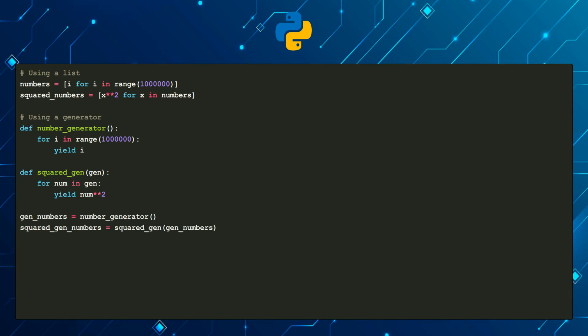With the list, we generate all the numbers and then process them, which takes more time. However, with the generator, each number is processed as soon as it is generated, making the process more efficient. Generators help in writing clean and readable code. They allow us to define an iterative algorithm simply, without boilerplate code to manage the state of the iteration.